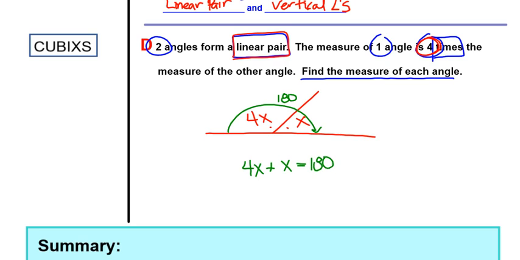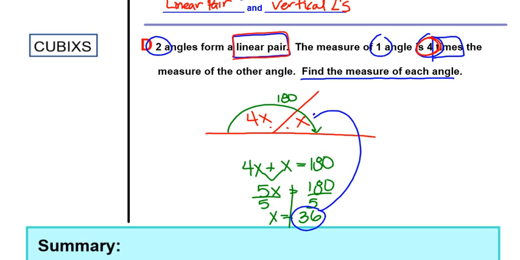Find the measure of each angle. I'm going to solve this now. 4x and 1x make 5x. Divide by 5. And it turns out that x equals 36. How does that go back into the picture? Well, if x is 36, that means this angle right here must be 36 degrees. And if the other angle is 4 times x, that means that the second angle must be 144 degrees.